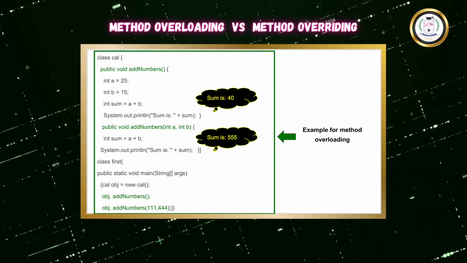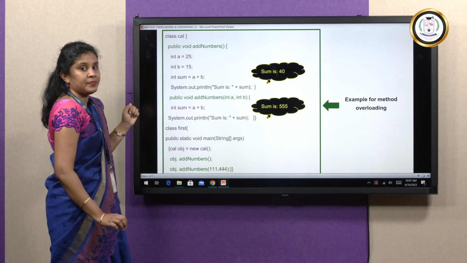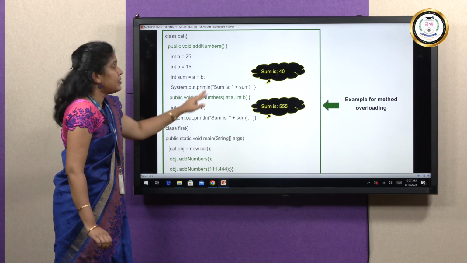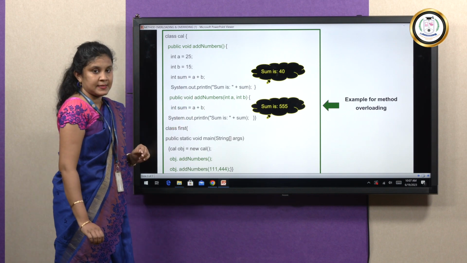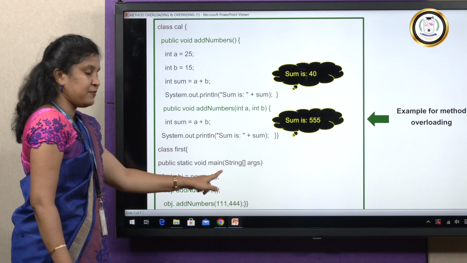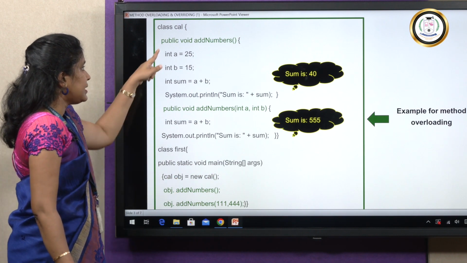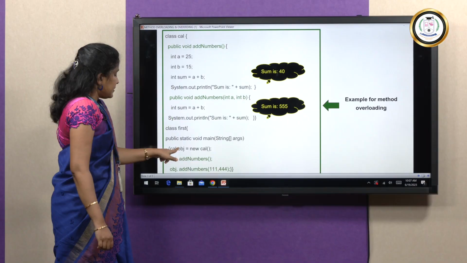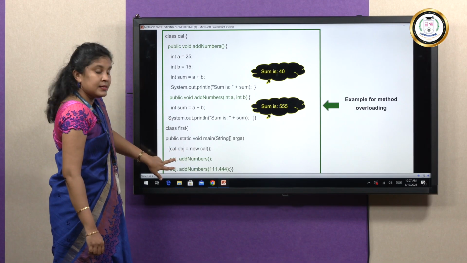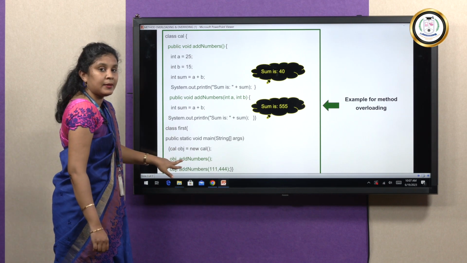You should have minimum two functions which have the same name. So here inside a class I have two functions with the same name but different number of parameters. Followed by that, I have a class which is named as first. I have a main function inside my class. I have created an object for my class which is named as CAL. Using that object, I am trying to call add numbers two times.